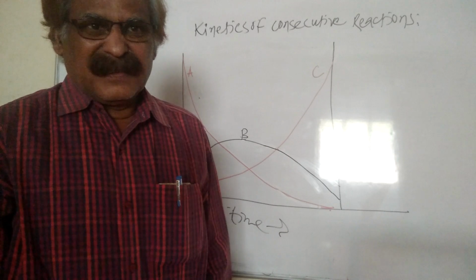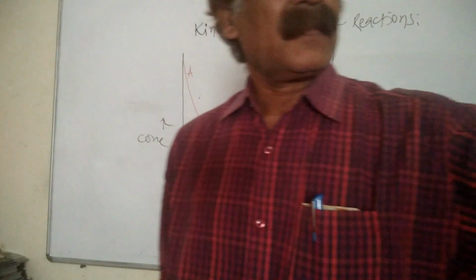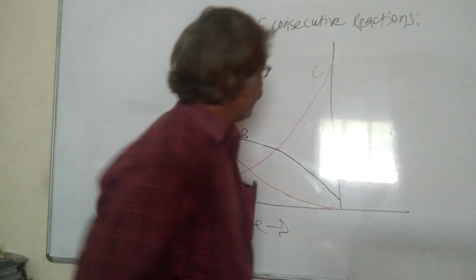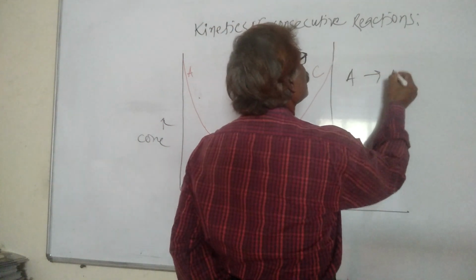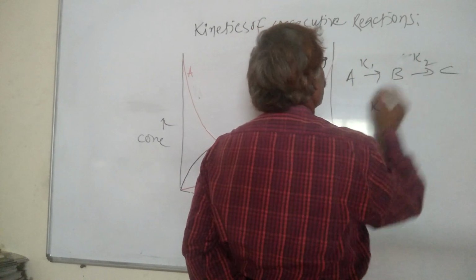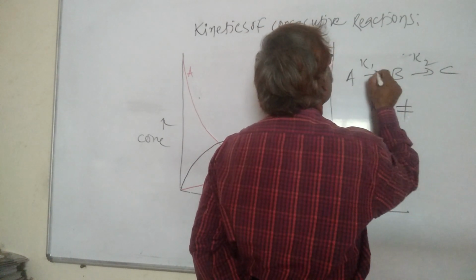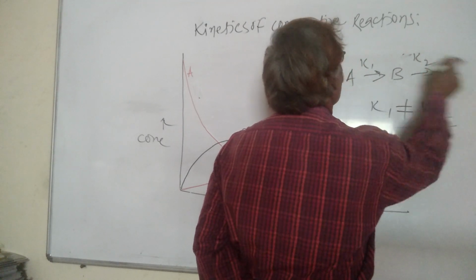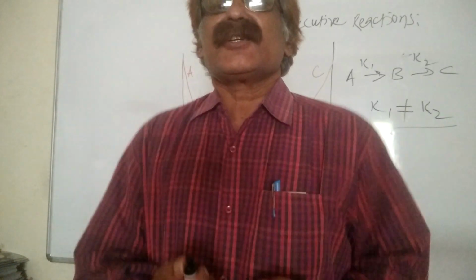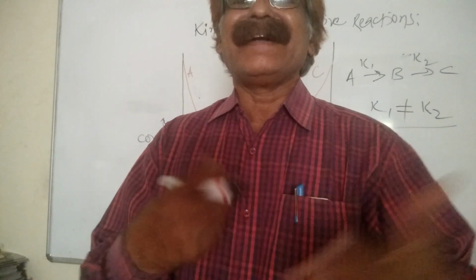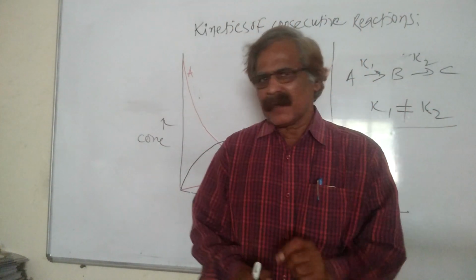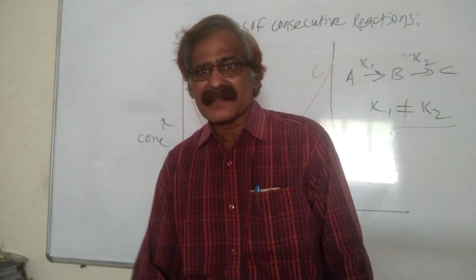So, in this way, we have seen the kinetics of a consecutive reaction, a simple hypothetical consecutive reaction in which A is converted into B and B is converted into C, and the rate constants for these two consecutive steps are K1 and K2, and K1 is not equal to K2. With this, I am sure you must have understood what are consecutive reactions and how we can discuss the kinetics of consecutive reactions.